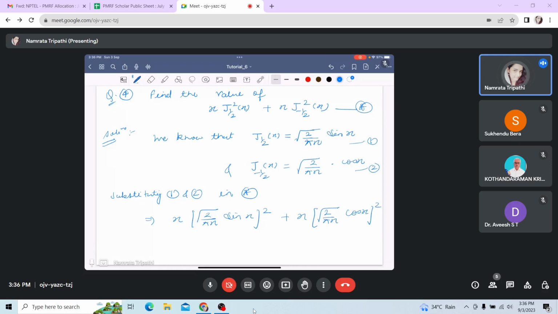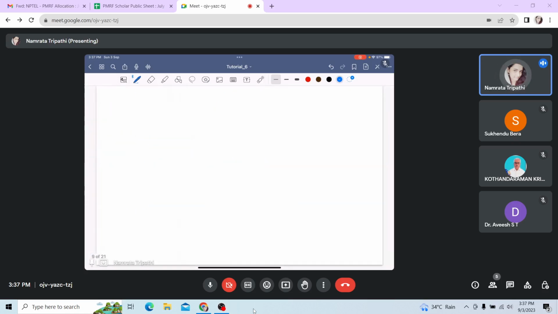So after simplifying, you'll get sin square x plus x into cos square x. This will cancel out. After taking outside 2 by pi, the remaining terms, the value of this expression is 1, so the answer is 2 upon pi.